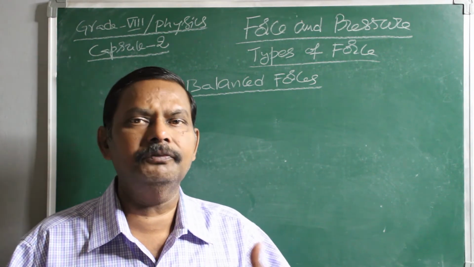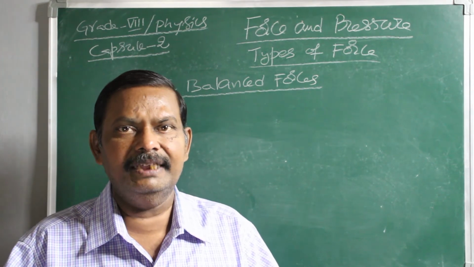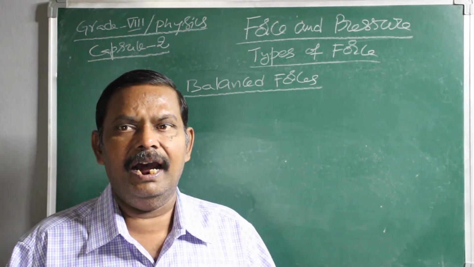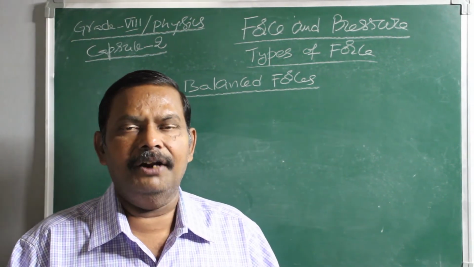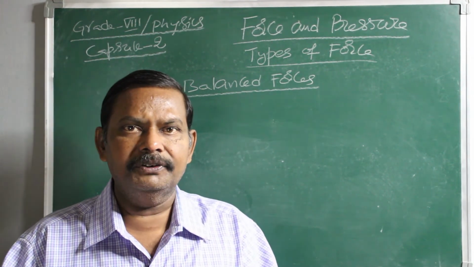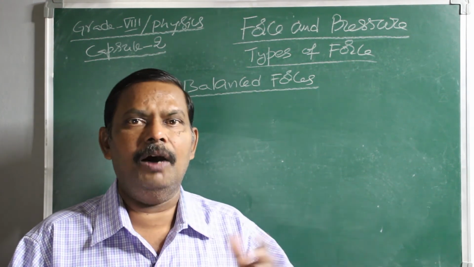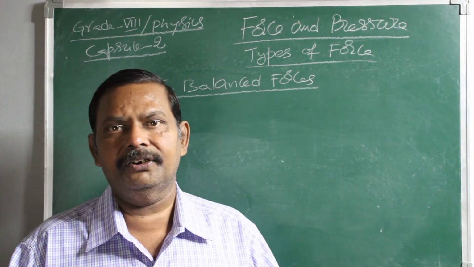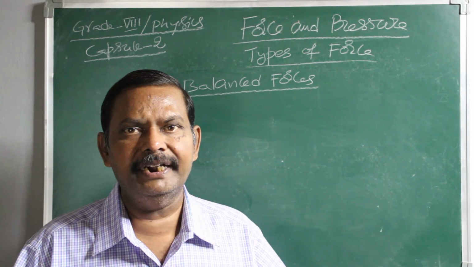To call a number of forces balanced forces, first they should be parallel to each other and they should act on the same body and in the opposite directions, and the quantity of the force acting in one direction is equal to the quantity of the force acting in the opposite direction. When all these conditions are fulfilled, those forces are called balanced forces. Let us see the situation diagrammatically.